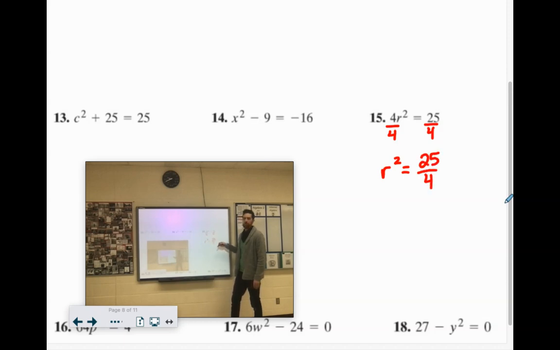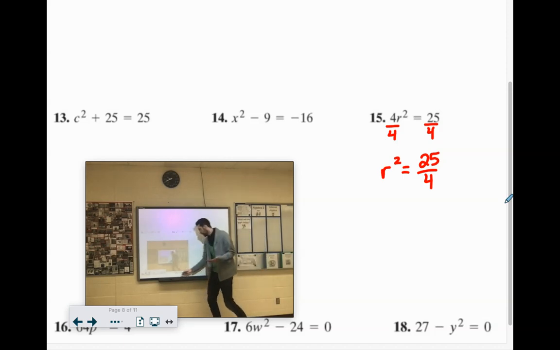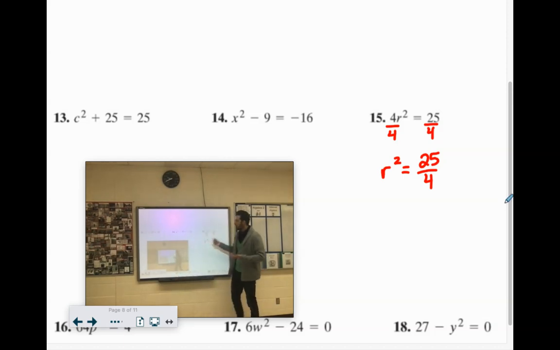And you can't simplify 25 over 4. There's nothing they have in common except for 1. But that's fine. We have r squared, so let's square root it. Now the nice thing is, when you square root a fraction, you just square root each part. So the square root of 25, what times itself gives you 25? 5. Then we have to square root 4. What times itself gives you 4? 2. So the square root of 25 over 4 is 5 over 2.